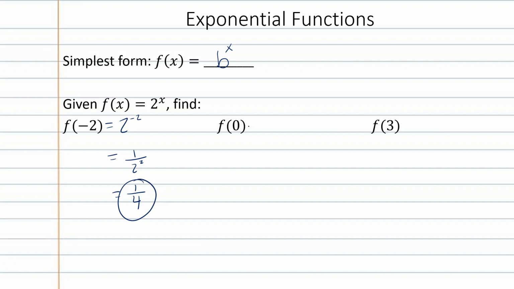You can also type these in your calculator. Let's do them by hand just to make sure we understand how they work. How about f of 0? Well, this is 2 raised to the 0 power. Anything raised to the 0 power is 1. Awesome. All right, f of 3. That's 2 raised to the third power. That's 2 times 2 times 2. 2 times 2 is 4, times 2 is 8. So our answer is 8.